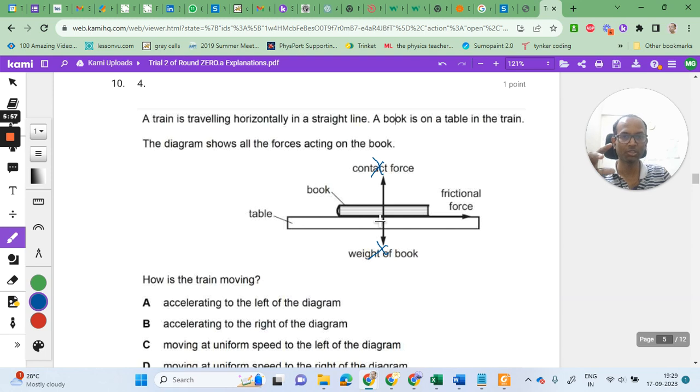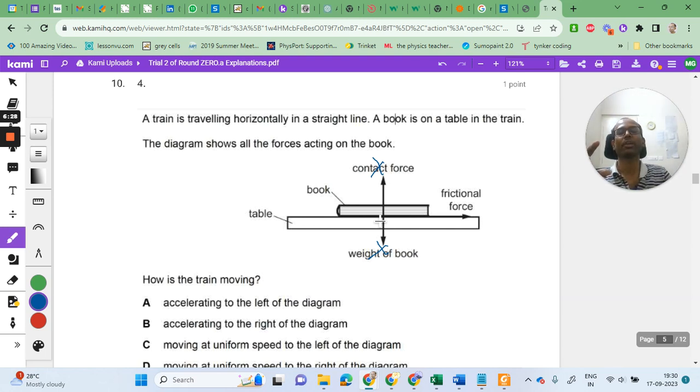The book has inertia of rest. So the book tries to remain at rest due to its inertia of rest, and the table is already moving to the right because it is part of the train which is moving to the right. So if the train is accelerating, the table is accelerating along with the train, then the book will try to get left behind. So the relative motion is tending towards left for the book. So friction will arise and oppose this tendency to move left and it will act to the right.